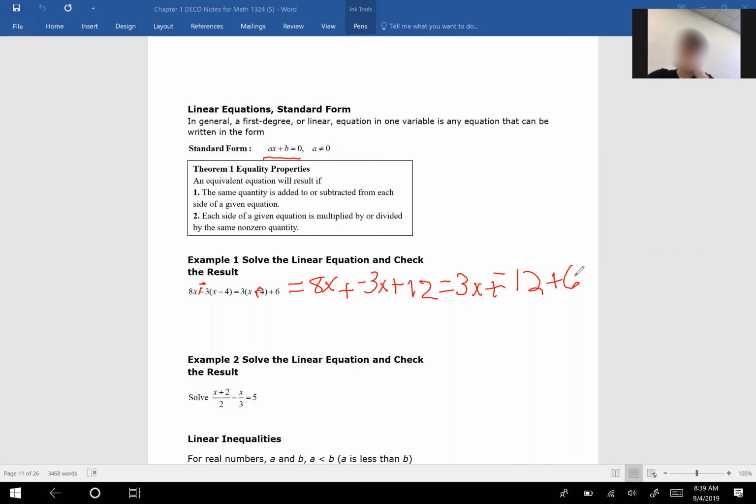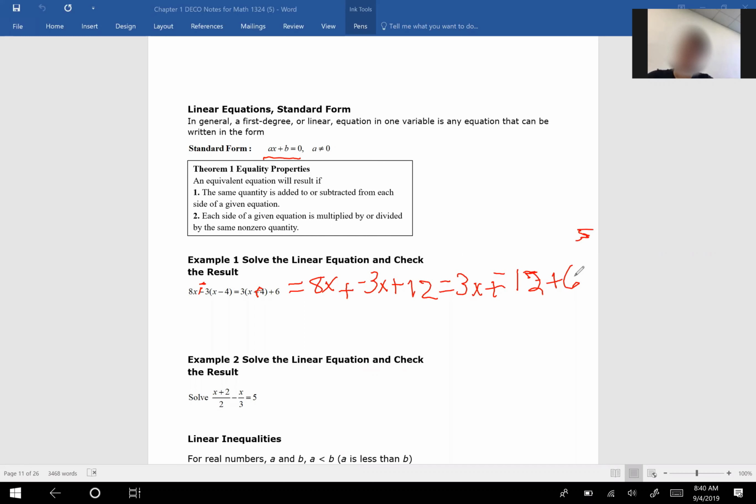Now, here's what you've got to take care of. I need to clean up on the left side of the equal sign. If I have any like terms, I'll combine them. After I take care of the left side, then I'll do the same thing on the right side. So if I look just on the left side of the equal sign, I've got 8x plus negative 3x plus 12.